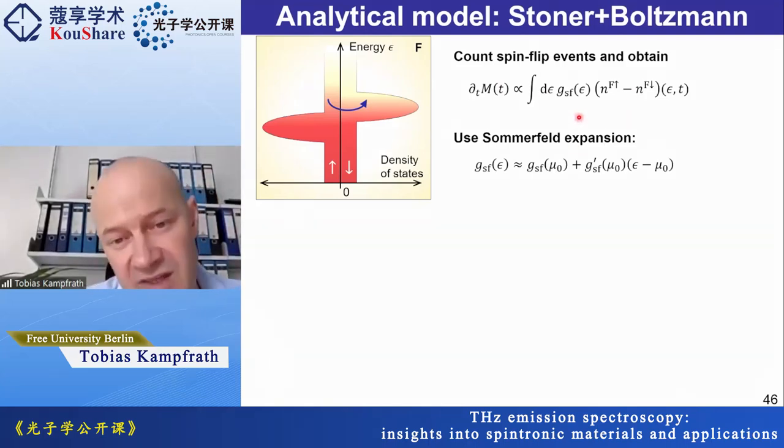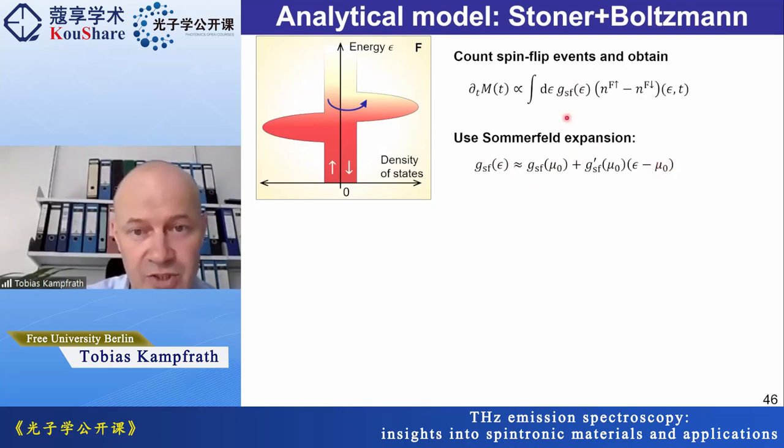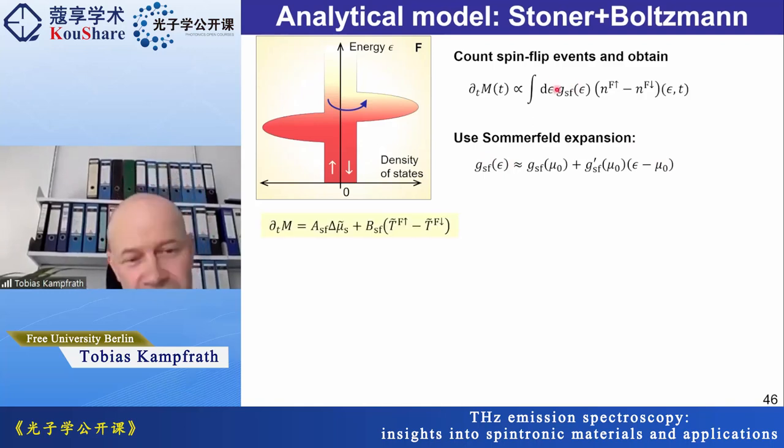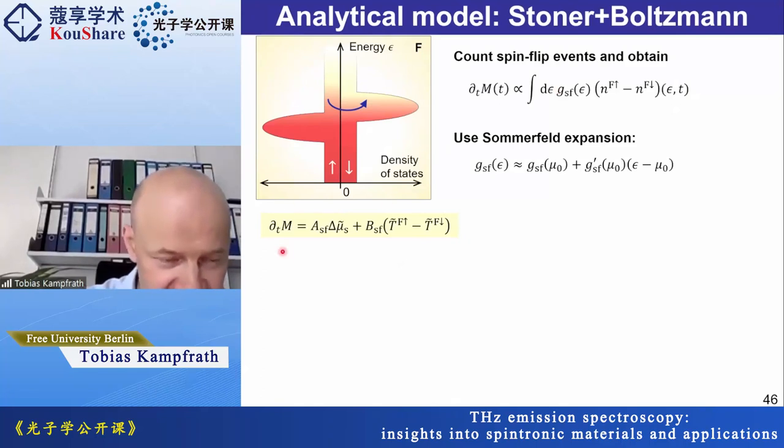Now you can do something which is called the Sommerfeld expansion. So you assume that the energy dependence of this weighting factor, matrix elements, density of states, and so on, is relatively weak. And this means you can linearize it around the Fermi energy μ0. So we just linearize this weighting factor here. And then you get a very interesting result. You get this result here shown in the yellow box.